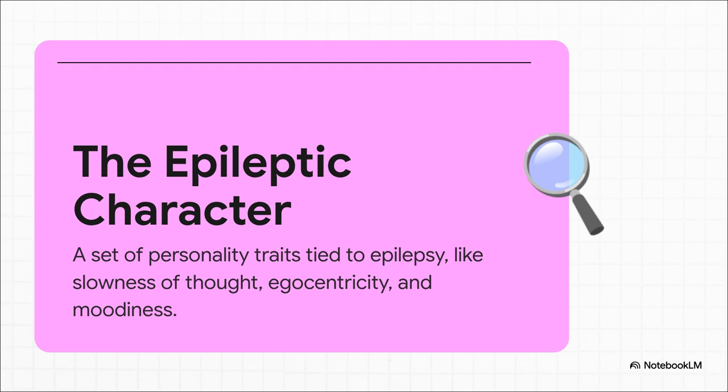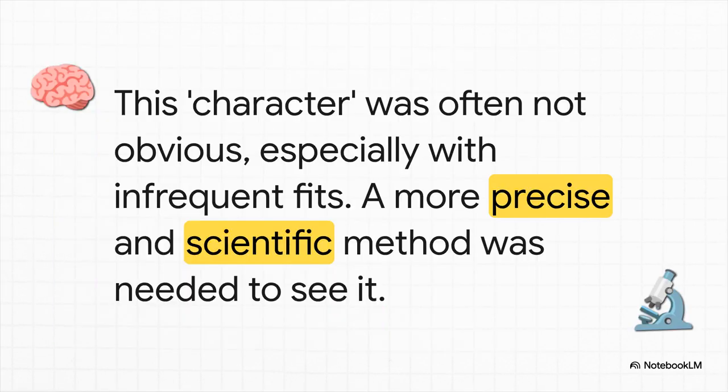We're talking traits like a really slow, meticulous way of thinking, a very strong egocentricity, everything's about them, and a tendency toward moodiness. For a psychiatrist back in 1904, spotting this character was almost as important as actually seeing a seizure happen. But the problem is obvious, right? Personality is subjective. You can't exactly measure moodiness with a ruler. It's hard to pin down in a lab.